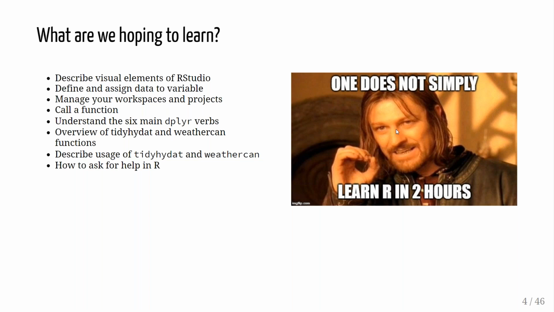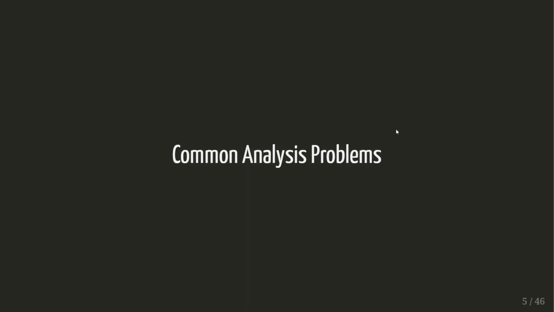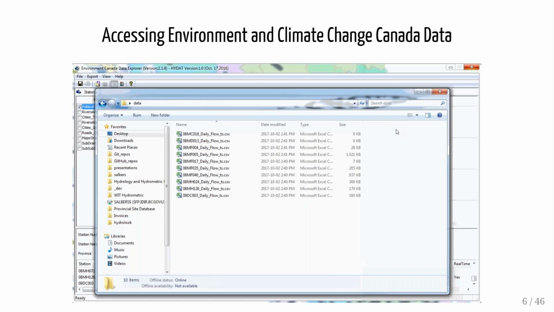And then I'll show you a use case of that, and then again we'll talk about how to ask for help. So just as a bit of a preamble for R, a common analysis problem is how do we get data from these central agencies like Environment Canada? How do we get it, and what's the most efficient way that we can build that into our workflow? And so some people would probably recognize this.